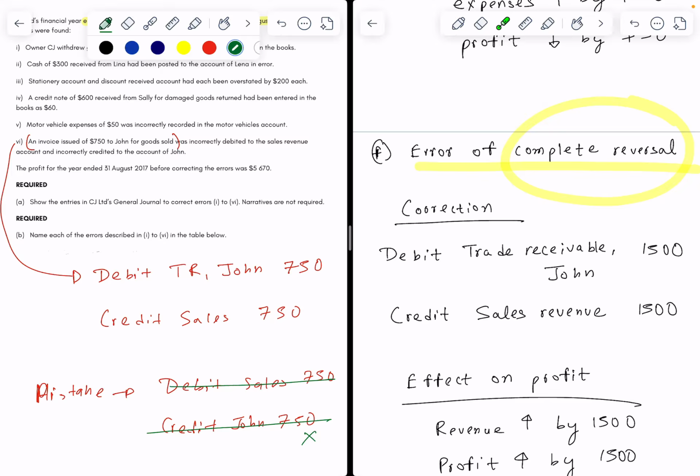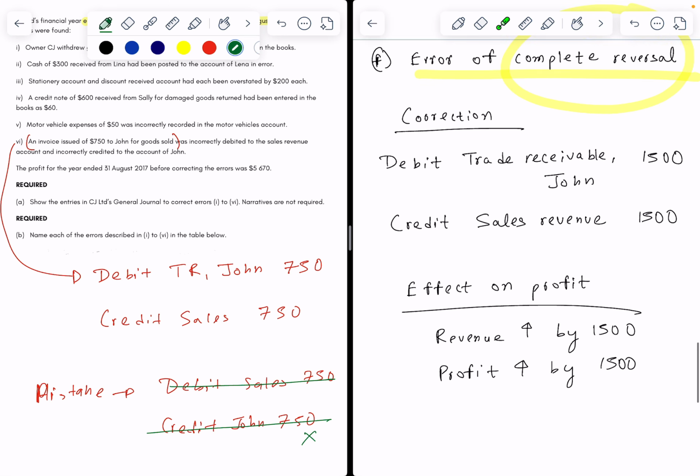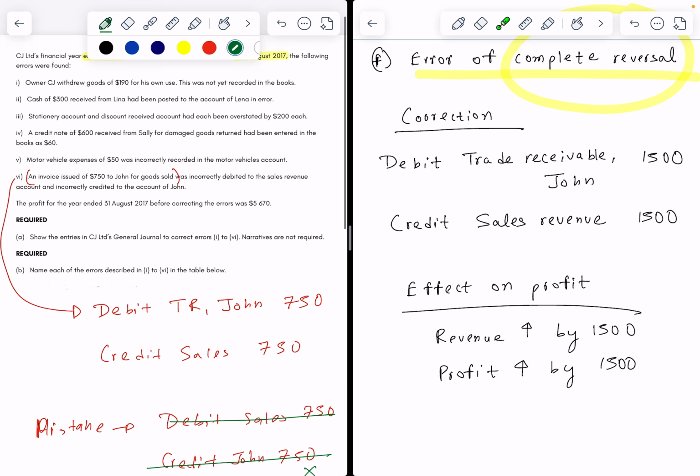So what is the effect on profit? So based on the correction we have just done, we understand based on the first line, our assets are increasing by 1500. That has no relevance to profit. But based on the second line, where we credited the sales revenue by 1500, that clearly means our revenue accounts are going up by 1500. And when revenue goes up, our profit goes up by 1500. Okay? All right. So that's all for today's lesson.